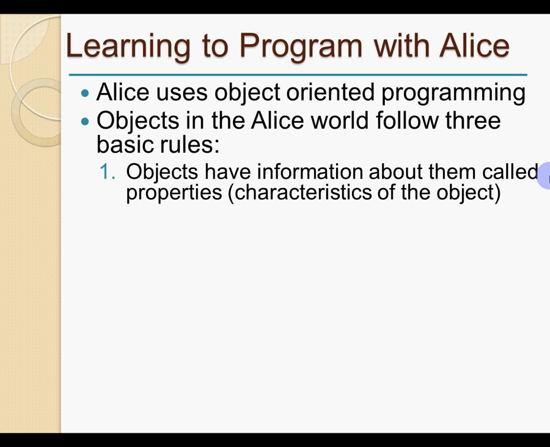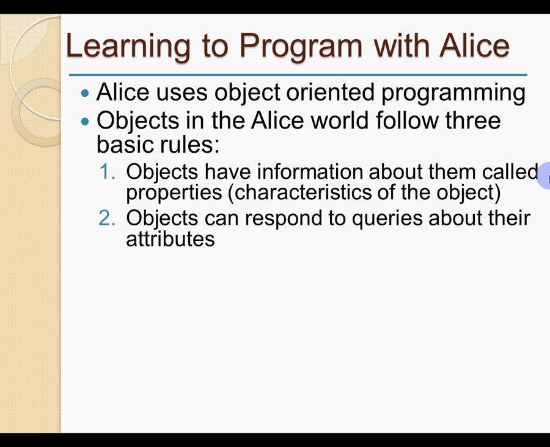So in other words, I might make a kangaroo object, and it's going to have a certain height, a width, perhaps a color, all of those kinds of things. The second rule is that objects can respond to queries about their attributes or properties. So I can ask the kangaroo, how tall are you? That would be a query, and the kangaroo would tell me, well, I'm 4.2 meters tall.